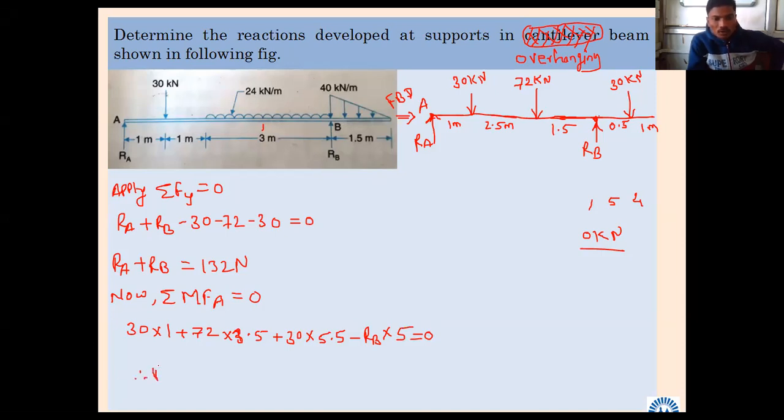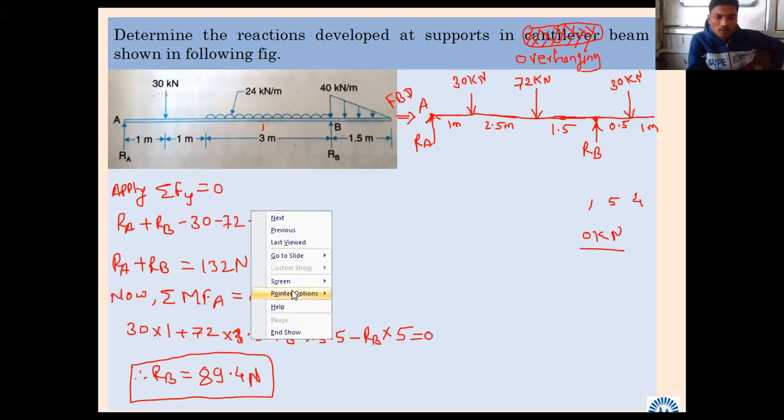Calculate. RB is equal to 89.4. How much? Newton, no? Kilonewton, sir. Sorry, kilonewton.